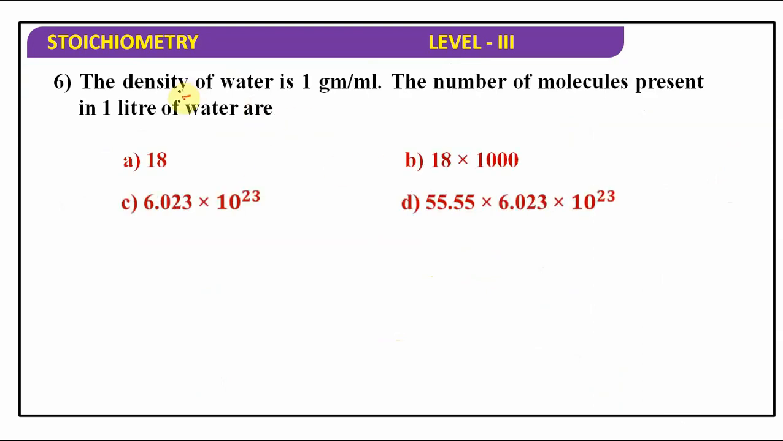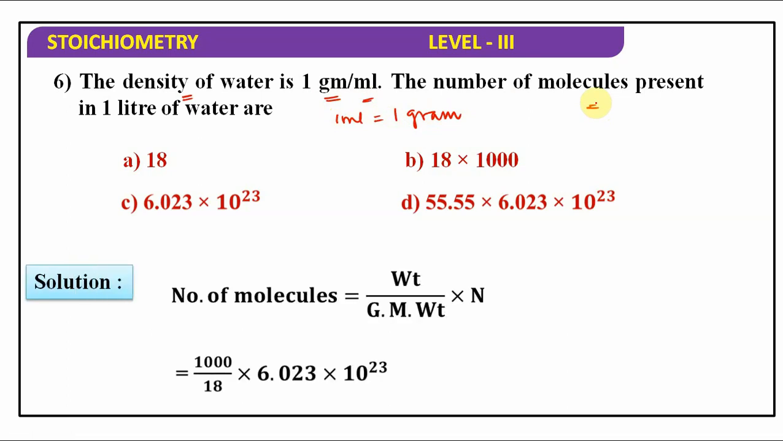The density of water is 1 gram per ml. That means 1 ml is equal to 1 gram. And the number of molecules present in 1 liter of water. Number of molecules, what is the formula? Number of molecules is number of moles into Avogadro number. Number of moles is nothing but weight by gram molecular weight, into Avogadro number.